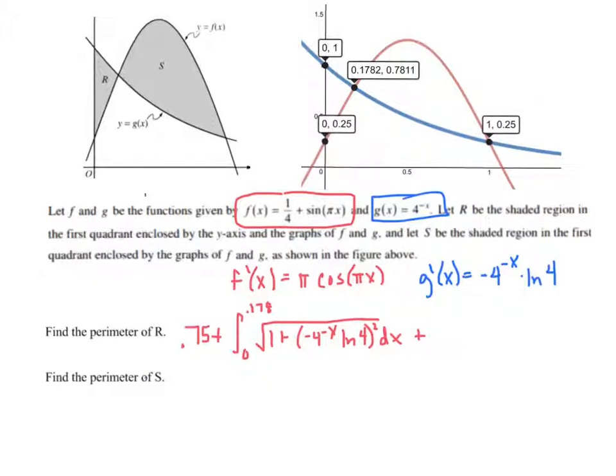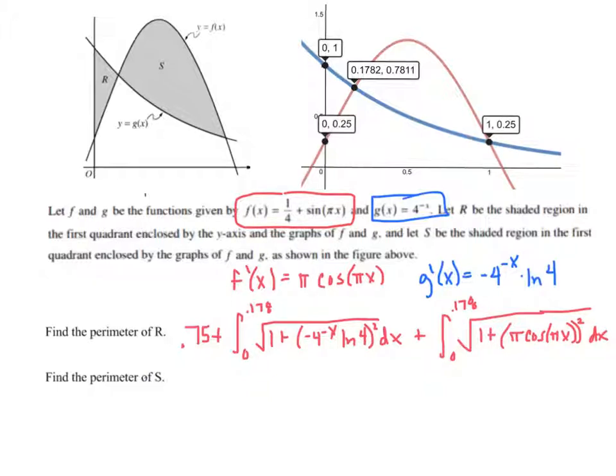Of course, here we're going to integrate from x equals 0 to x equals 0.1782, but now it's the red curve. So it's going to be the square root of 1 plus the derivative of f squared. And you would do these in your calculator using fnInt and that would give you the full perimeter of the shape. And that's kind of exciting to be able to find the perimeter to go along with the area.